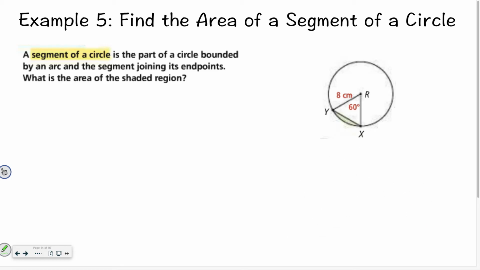Apparently Miss Johnson's hungry because she's using food analogies. But hopefully that'll help you remember the segment of a circle.